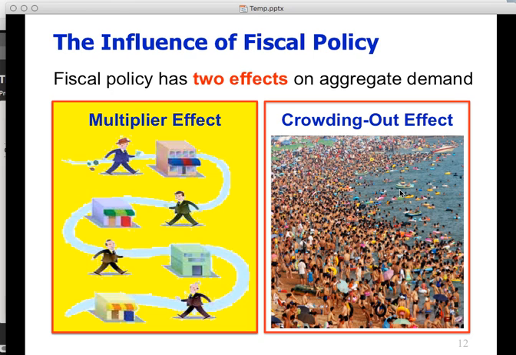So here, remember, fiscal policy has two effects on aggregate demand. The multiplier effect tends to amplify the impact of any fiscal changes, whereas the crowding out effect tends to dampen the impact of any fiscal policy changes. So talk about the multiplier effect. What is this saying? And basically, remember, the multiplier effect is the idea that the government spends money.